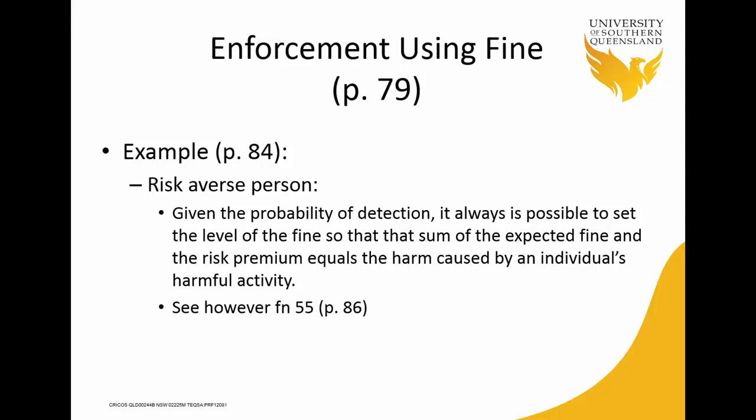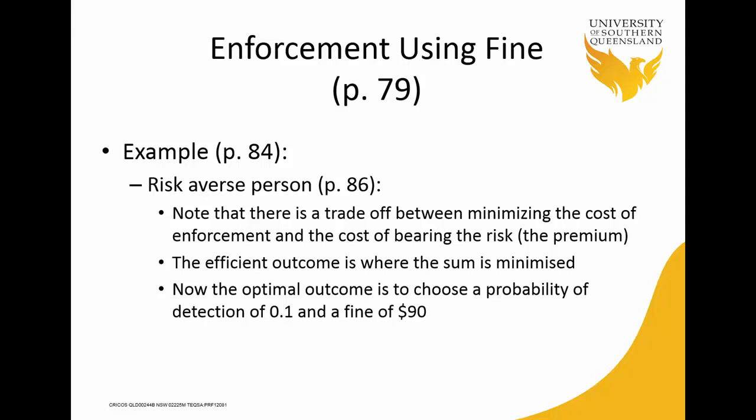Alright, so again here in the risk-averse example, given the probability of detection, it is always possible to set the level of the fine so that the sum of the expected fine and risk premium equals the harm caused by an individual's harmful activity, i.e. the double parking. And also look at the footnote 55 on page 86 that explains this in some more detail. And it says that there is a trade-off again between minimizing the cost of enforcement and the cost of bearing the risk. This is what we talked about in relation to the smiley face. So one of them is going up and the other is going down. The efficient outcome is where the sum is minimized, and now the optimal outcome, as we said, is to choose a probability of detection of 0.1 and a fine of $90.